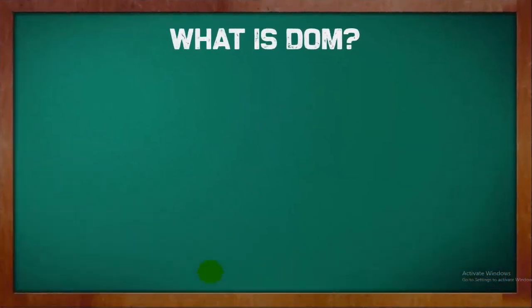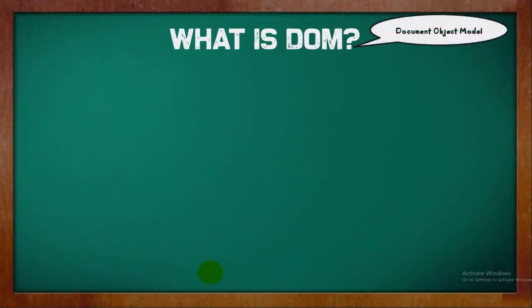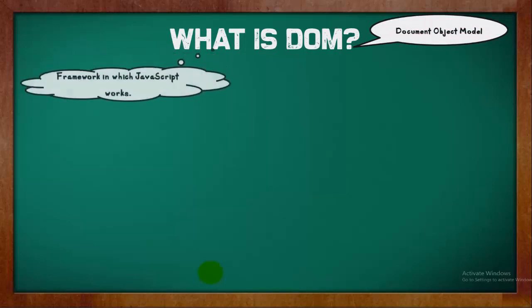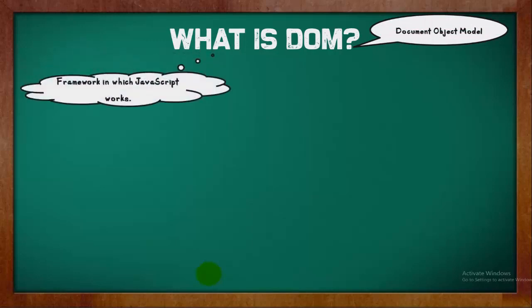Now we will learn about what is DOM. What is the meaning of this DOM? DOM stands for Document Object Model. And this DOM is not a language, it is a framework in which your JavaScript will work. Without the help of DOM there is no JavaScript, without the help of JavaScript there is no DOM. So it is like an interrelationship among them. DOM plays the backbone of JavaScript. If there is no DOM, there is no JavaScript.